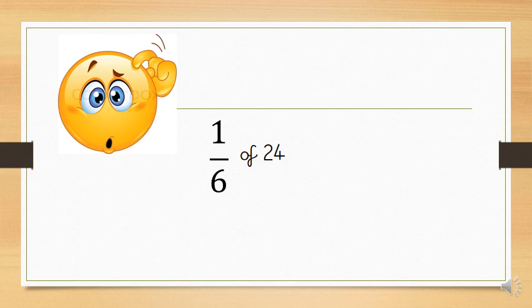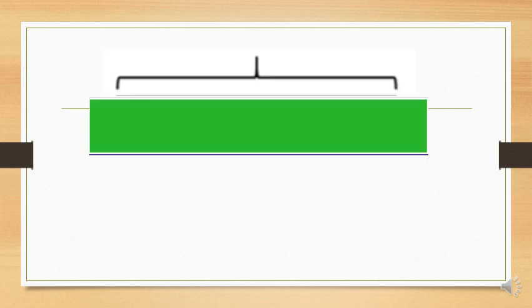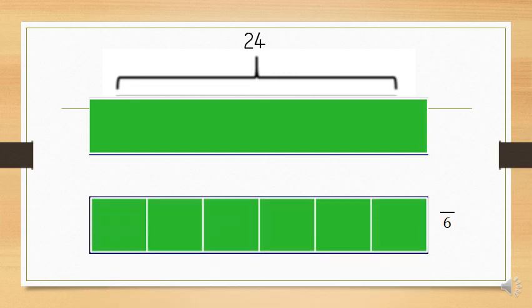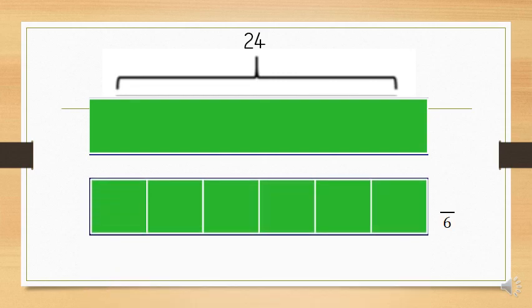So now we're going to have a go at finding 1/6 of 24 using a bar model. So this is our whole bar model. So we know if we're trying to find 1/6 of 24, the whole amount is worth 24. Okay, and we're trying to find 1/6 of 24. So we need to split our bar model into 6.